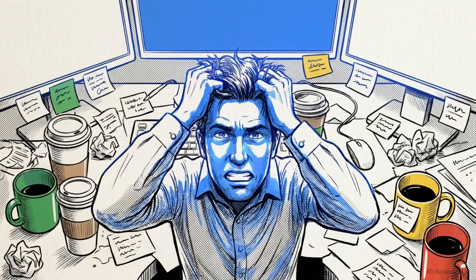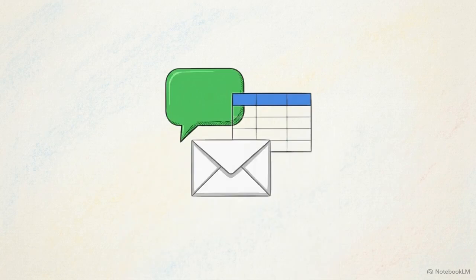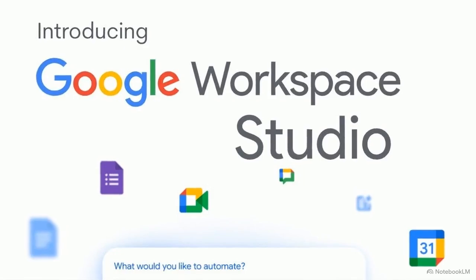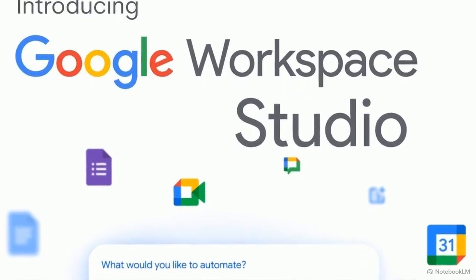Every day, we pay a hidden penalty just to get our work done. It is the energy cost of jumping from a chat window over to a spreadsheet and back to an email draft to handle repetitive tasks. This exhaustion is known as the toggle tax. To eliminate that tax, we have Google Workspace Studio.